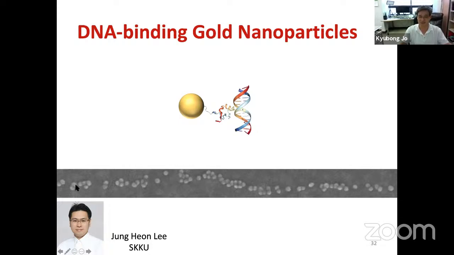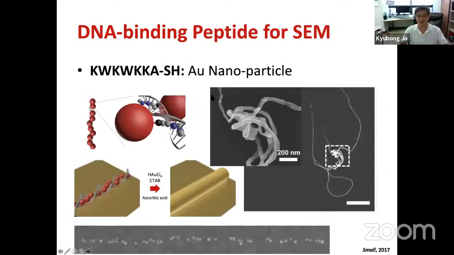This is one of the images, and the gold nanoparticles are aligned along the DNA backbone as shown in this figure. The idea is like this: we add an SH group after the KWK, and then we add gold nanoparticles, so now the gold nanoparticle has this DNA binding peptide, and we add this nanoparticle onto the DNA backbone. After that, we grow the gold nanowire. So this is one example of a gold nanowire grown on the DNA backbone.